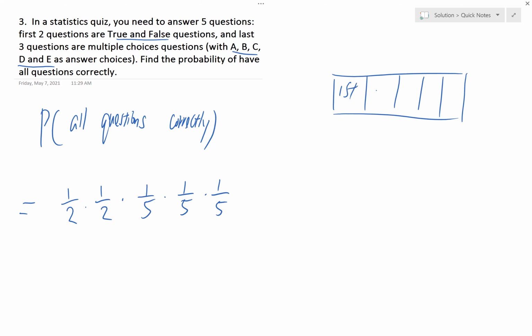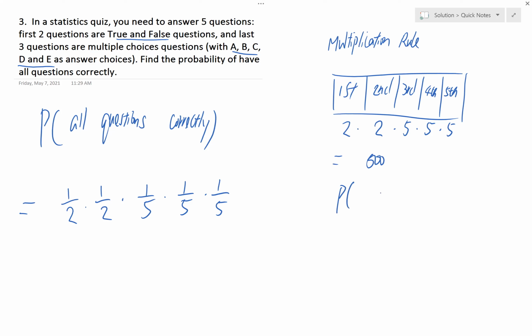So this is first question, second question, third question, fourth question, fifth question. First question, 2 answer choices. Second question, 2 answer choices. Third one, 5 answer choices. Fourth one, 5 answer choices. And fifth one, 5 answer choices. Multiply across using the multiplication rule. We know that it's 125 times 4, that's 500. Meaning you have 500 different choices. However, only one of them is correct, right?